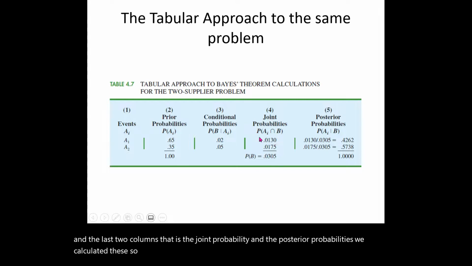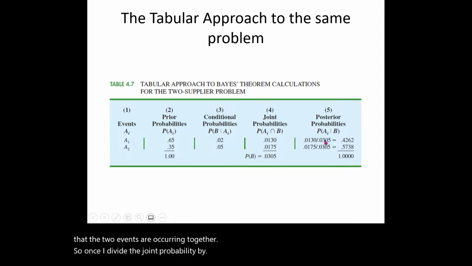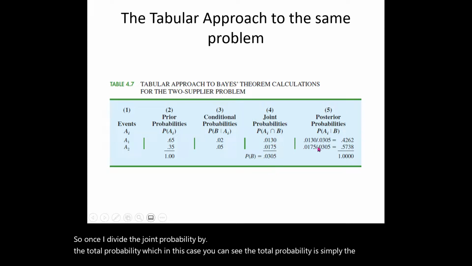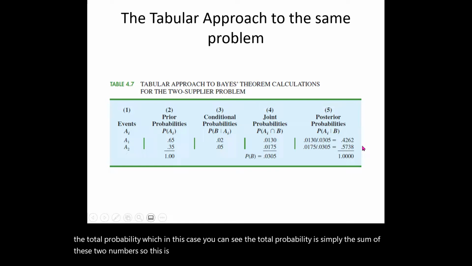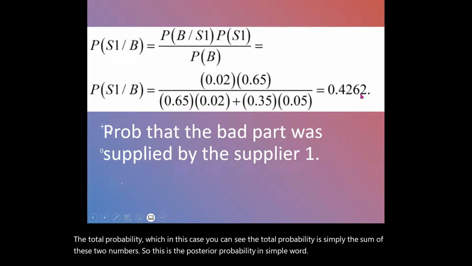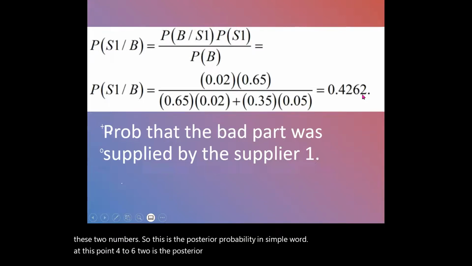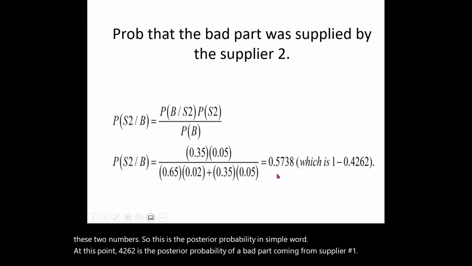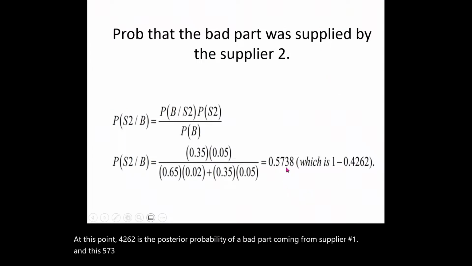So what is the joint probability? We multiply 0.65 by 0.02, so that's the probability that the two events occur together. Then we divide the joint probability by the total probability, which in this case is simply the sum of these two numbers. So this is the posterior probability. In simple words, this 0.4262 is the posterior probability of a bad part coming from supplier number 1, and this 0.5738 is the posterior probability of a bad part coming from supplier number 2.